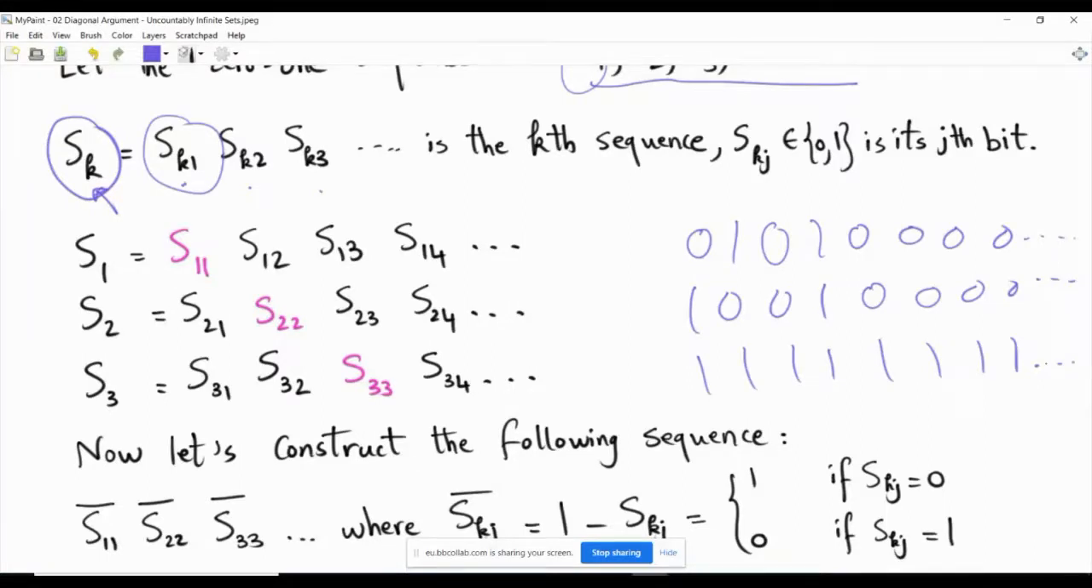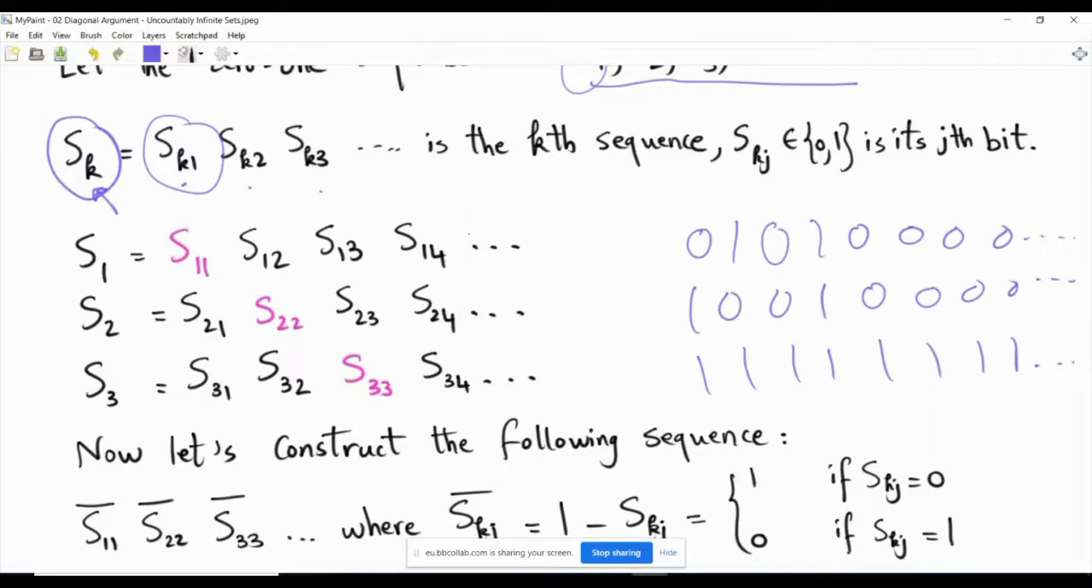Again, why are we able to index the sequences using the natural numbers? We are able to do so not because this is true, but because we assume this to be true. We assume that we can have a one-to-one correspondence between the set of infinite binary sequences and the set of natural numbers. But now let's construct a new binary sequence.